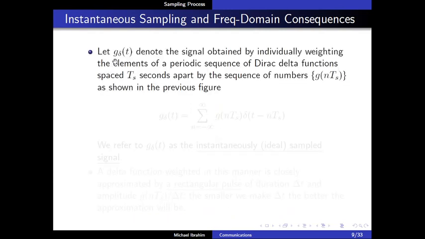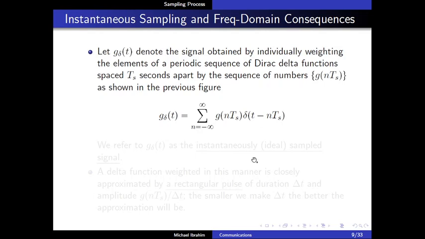So let g delta of t be the signal obtained by individually weighting the elements of a periodic sequence of Dirac delta functions spaced Ts seconds apart. So basically we are trying to describe this equation here. g of nTs is the values of the signal g of t at instants nTs, and delta of t minus nTs represent pointers or arrows to a specific time instance.